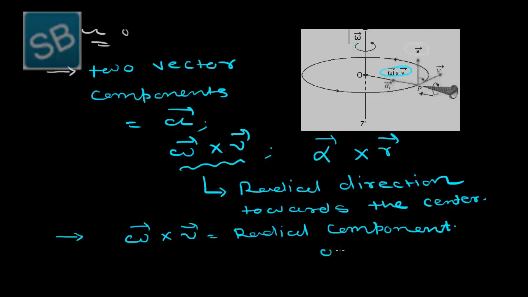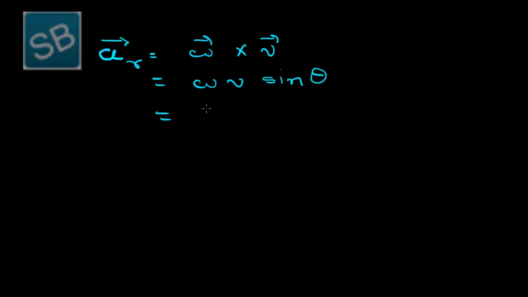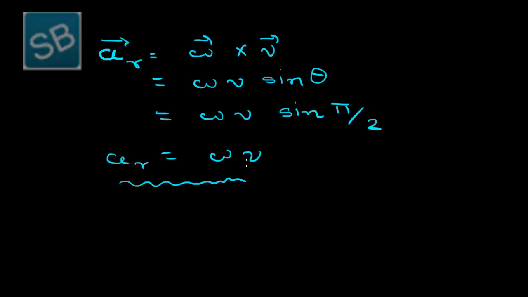Of linear acceleration A, that is denoting the magnitude, and I can also write this radial component as AR, means A subscript R, as omega cross V. Its magnitude is given by omega V sine theta. So, suppose the value of theta is pi by 2. Then I can also find out its magnitude. So AR is equal to omega V.